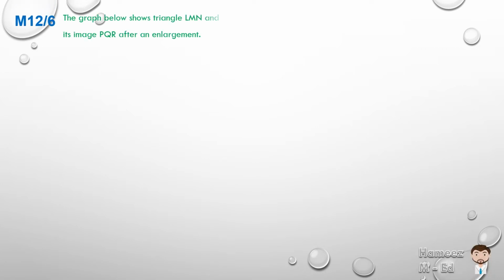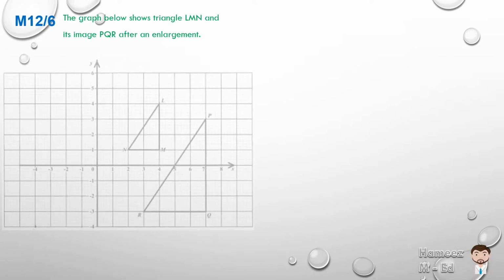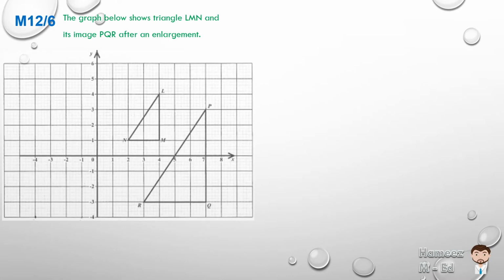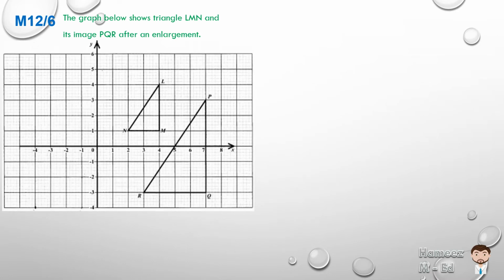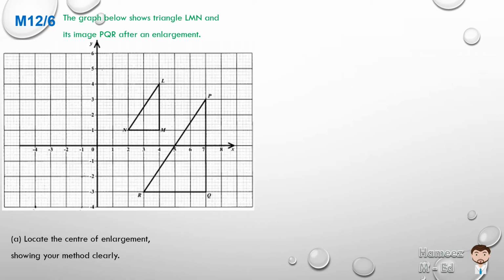May 2012, number 6. The graph below shows triangle LMN, which is a smaller triangle, and its image PQR, the larger triangle. Locate the center of enlargement, showing your method clearly. If it's moving from the small triangle downward to the right, it means that the center of enlargement is somewhere up on the left-hand side.